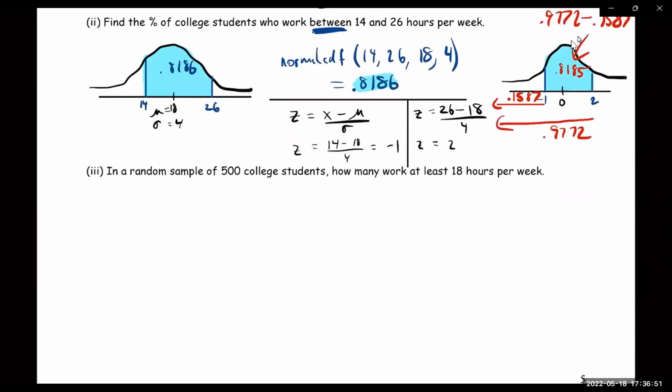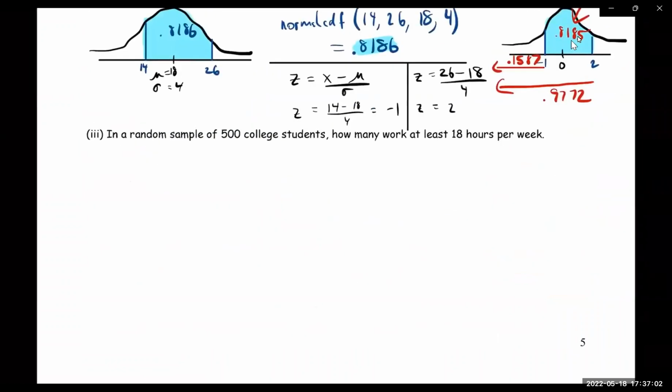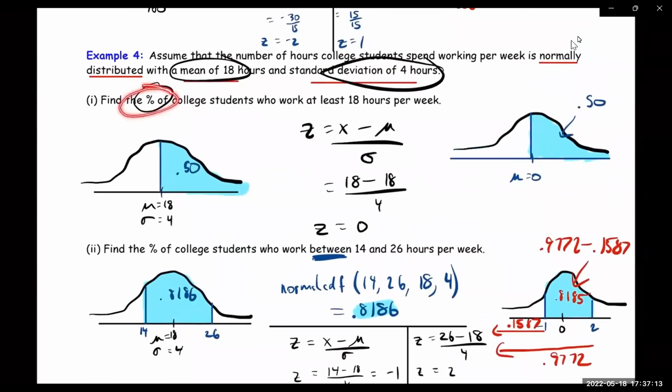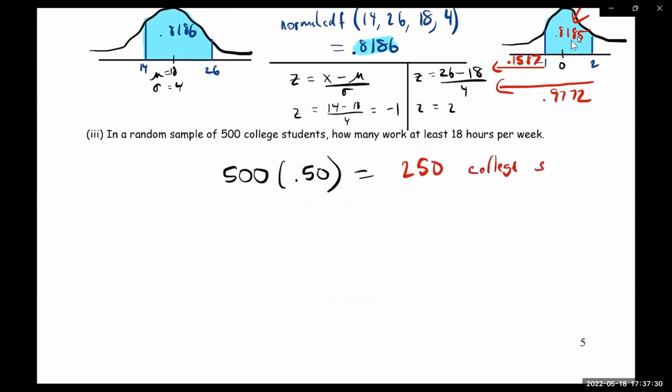Oh no, you don't even have to do that. So how many work at least 18 hours? Remember, we already did that. The percentage that work at least 18 hours was 50%. So all you have to do is find 50% of 500. Because they're saying in a random sample of 500 college students, how many of those work at least 18 hours per week? We know that the percentage who work at least 18 is 50%. So all you have to do is multiply 500 college students times 0.50. And that's going to tell you how many. And the answer is 250 college students, half of them.